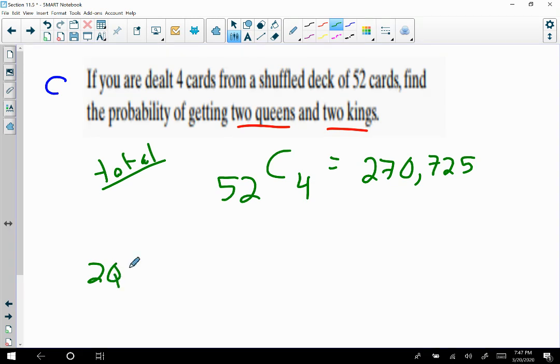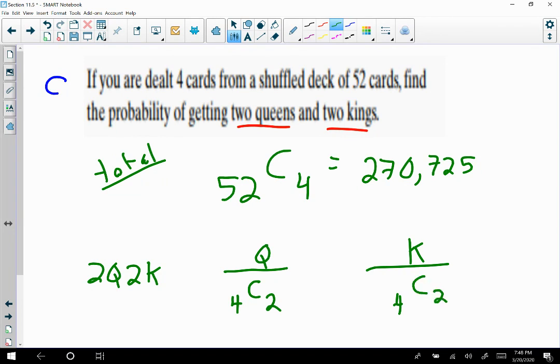Our event. 2 queens, 2 kings. So let's start with the queens. How many queens are in a deck? There are 4, because you have 1 for each suit. Queen of hearts, queen of diamonds, queen of spades, queen of clubs. And we're going to choose how many of those? 2. The kings will work the same way. Once we know the answer to the queen question, the king one will have the same answer. Because again, there are 4 kings. King of hearts, king of diamonds, king of spades, king of clubs, and we are choosing 2 of those. And then once we get these 2 answers, all we got to do is multiply them together.